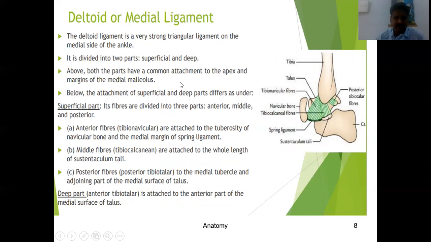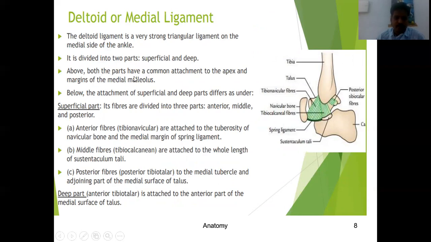And coming to the very important ligament, what is called the deltoid ligament, which is seen over the medial aspect of the ankle joint. This is very important for short notes also. The deltoid ligament is a very strong triangular ligament. It is triangular in shape on the medial side of the ankle. It is divided into two parts: a superficial part and a deep part.